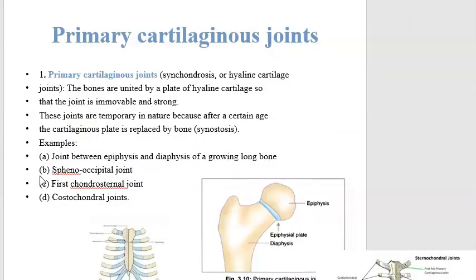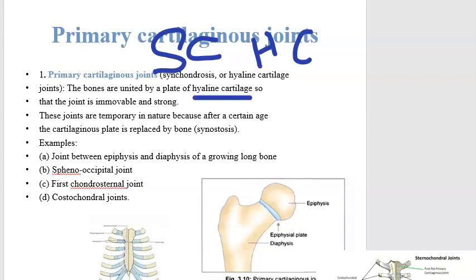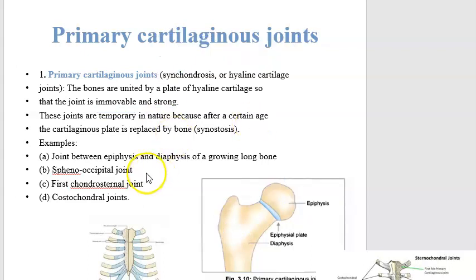In case they ask for 5 marks, what will you write? Primary cartilaginous joints, also called what? Synchondrosis. What does it have? It has hyaline cartilage. We already told you. So what is the fevicol? Hyaline cartilage. It's immovable and it is strong. So where do you find it? Like I already told you, one example is between the epiphysis and the diaphysis, the growth plate.